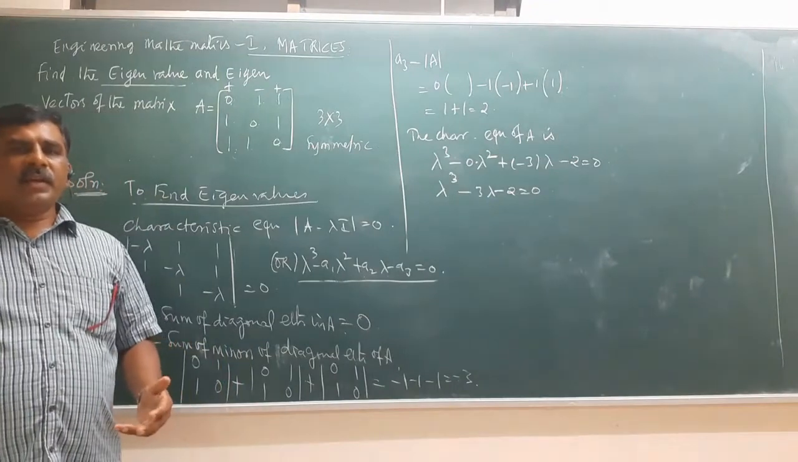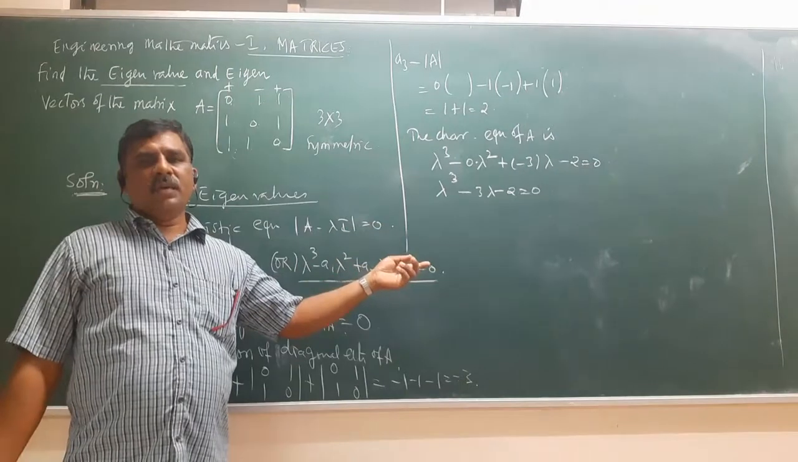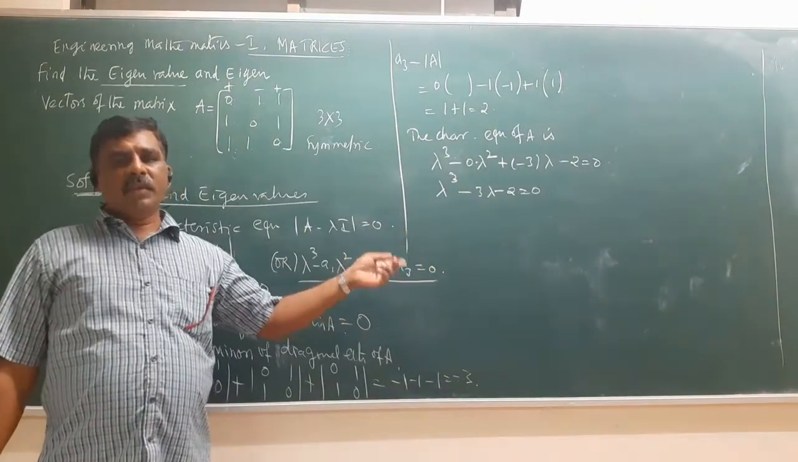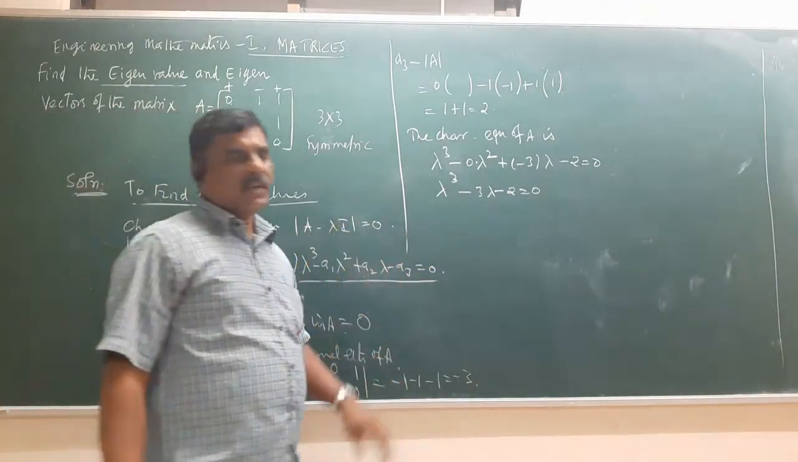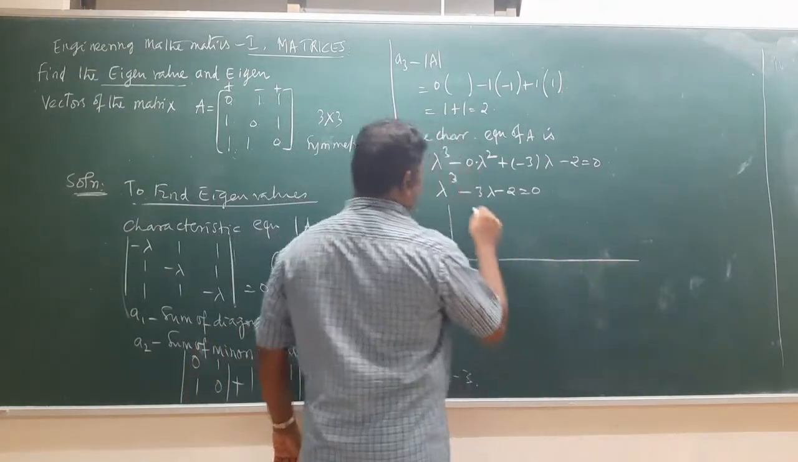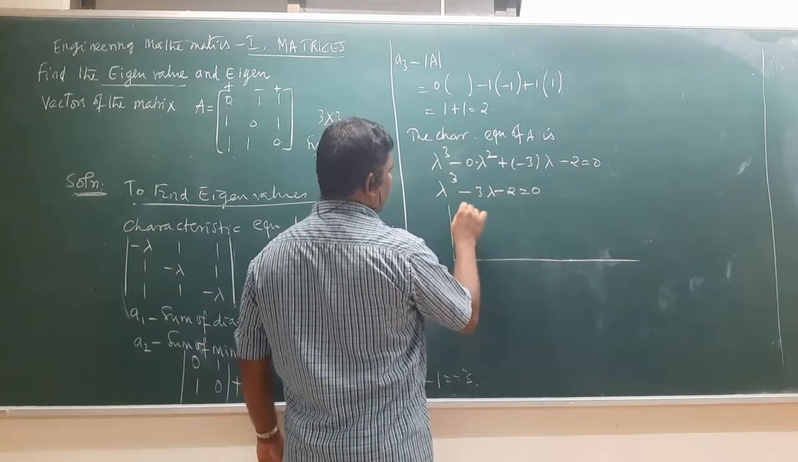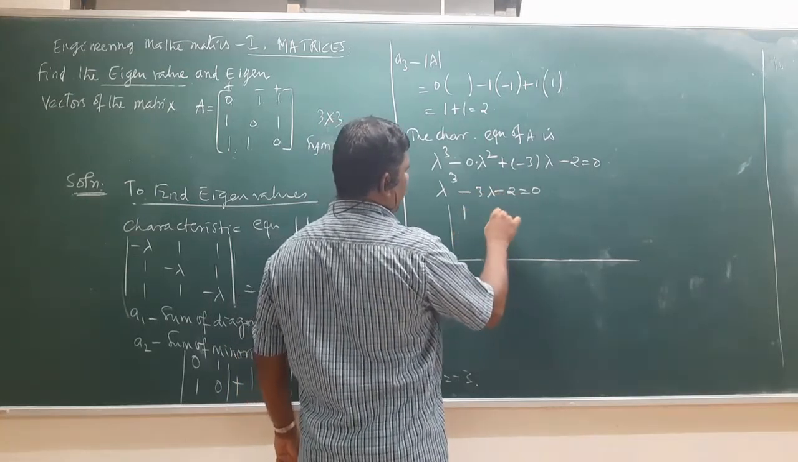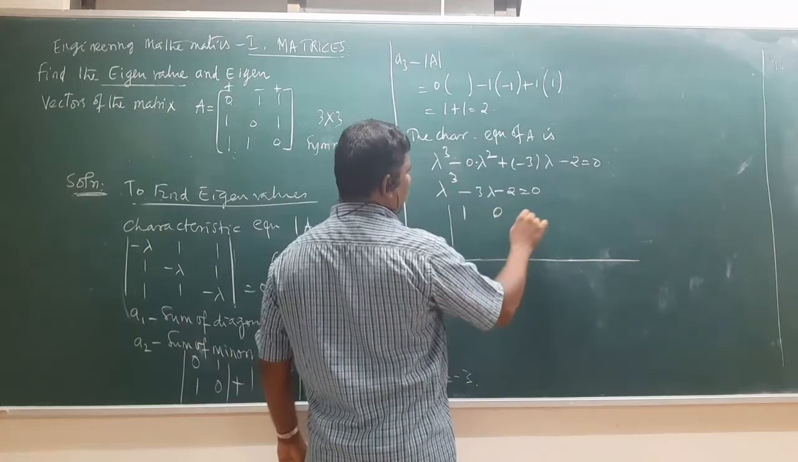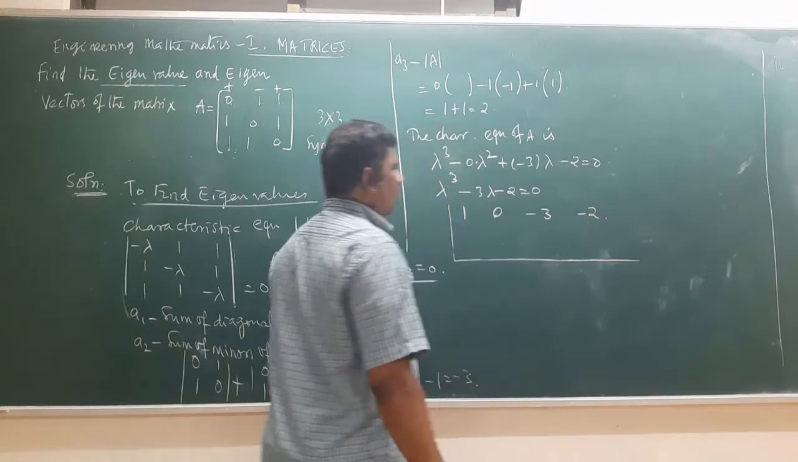Next we have to find the eigenvalue. After finding the characteristic equation, we have to find the eigenvalue. How to find the eigenvalue? By using the synthetic division method. So what is the synthetic division method? Write the coefficients. Lambda cube coefficient is 1, lambda square coefficient is 0, lambda coefficient is minus 3, constant is minus 2.